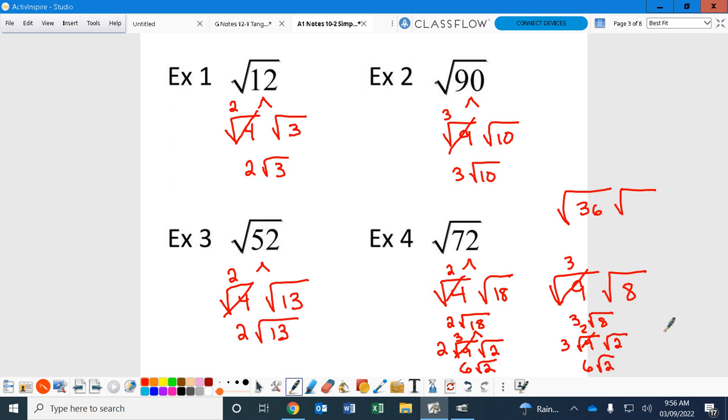Now look, me personally, I look for the biggest one because then it's a lot less work. Guys, how many times does 36 go into 72? 2. What's the square root of 36? And my answer is just 6 square roots of 2. See how much less work that is? The bigger number you divide into it, the easier your problem will be.